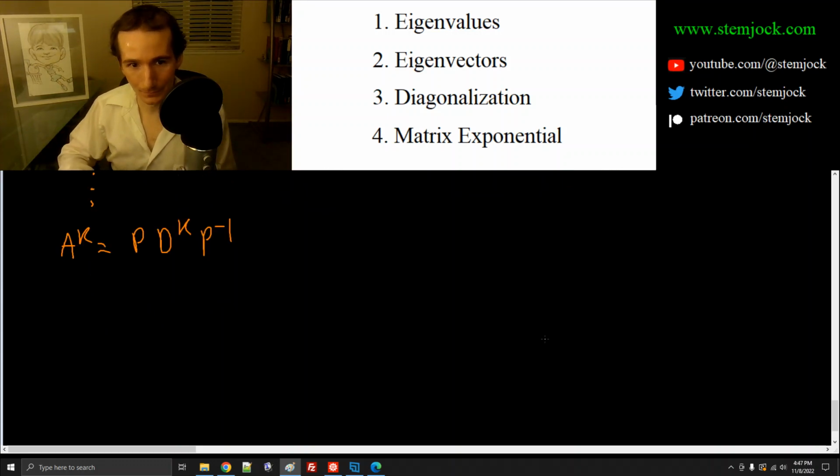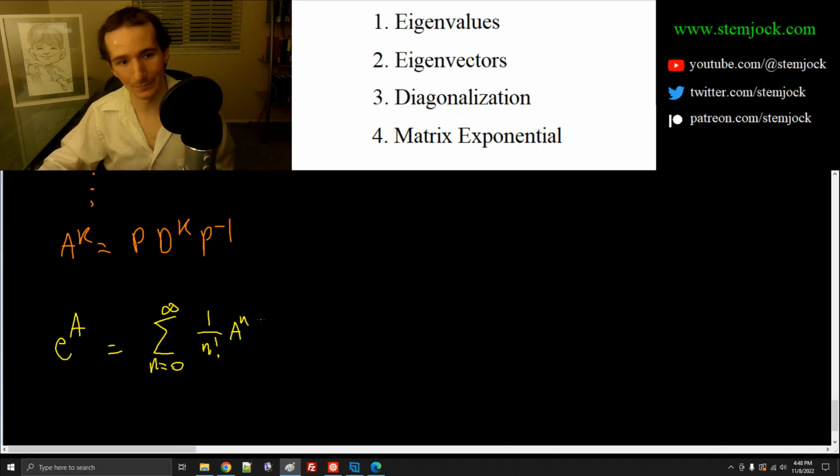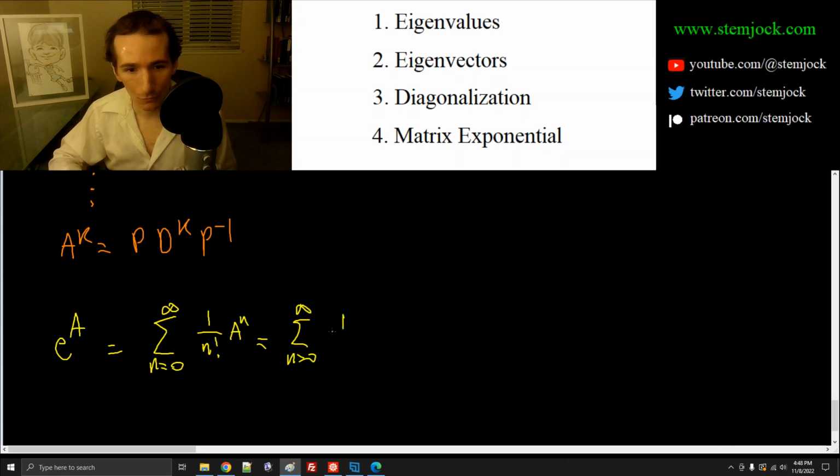if you wanted to compute the exponential of the matrix A, we know from its Taylor series that this is the sum n equals 0 to infinity of 1 over n factorial times A to the power of n. So this is where knowing A to any power is useful. We can plug in this formula here. This is going to be the sum n equals 0 to infinity 1 over n factorial P times D^k times P inverse.